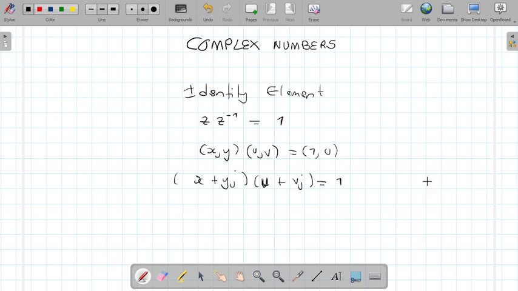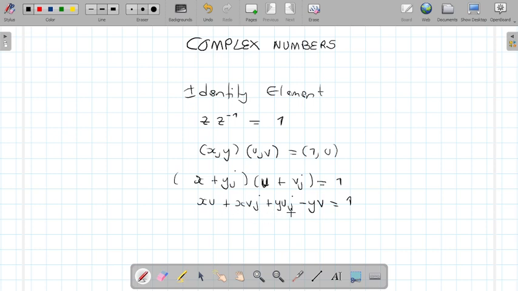And then you have to use the relation j squared is equal to minus 1. So let's try that. x times u is xu, x times vj is xvj, yj times u is plus yuj. Now y times v, now j multiplied by j is minus 1. Remember, use the relation j squared is equal to minus 1. So j times j is minus 1. Y times v is yv, but minus yv. Now this has to be equal to 1.